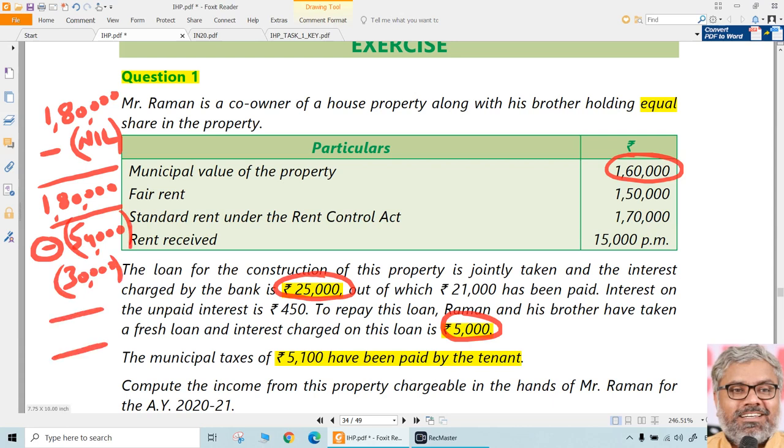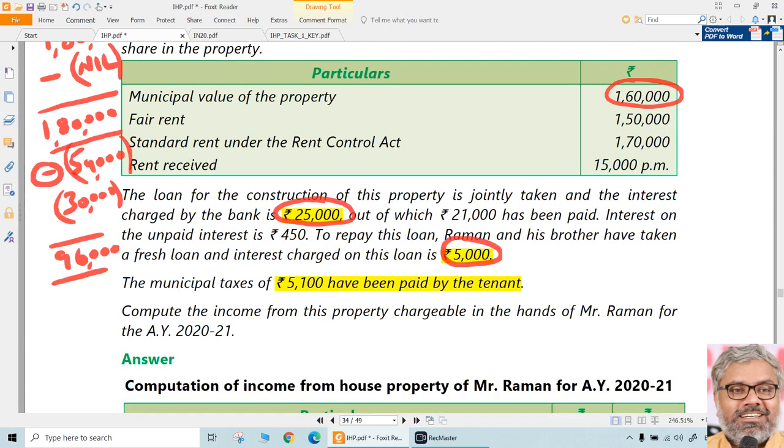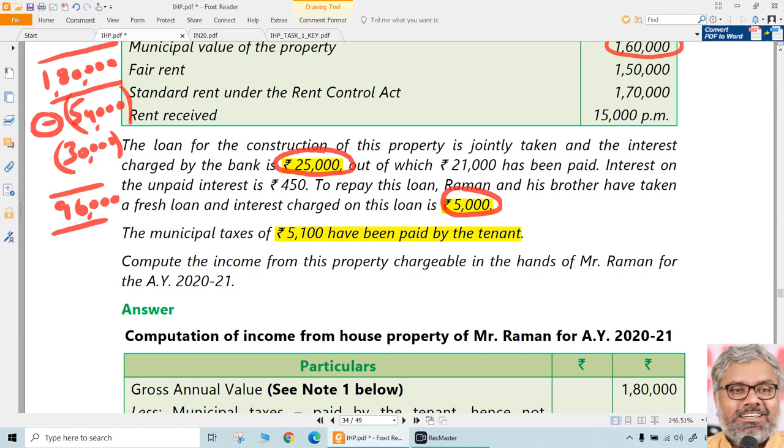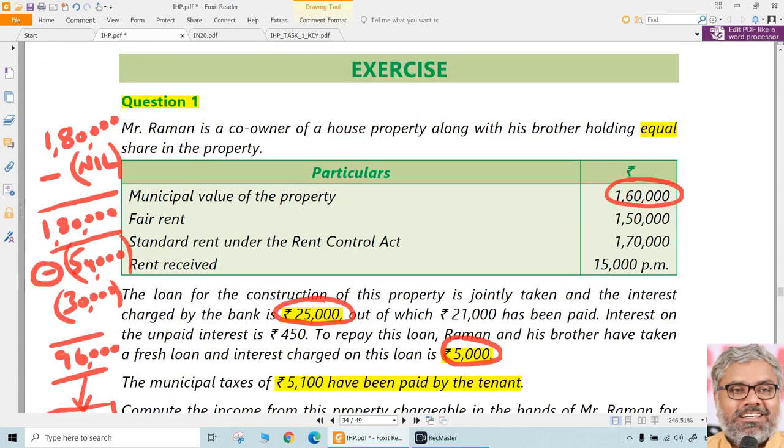So once we have these all taken out, how much is the income from house property for both of the brothers put together is 96,000. But we want what? Only for Raman, how much will that be? Okay, half of that. Half of that will be how much? 48,000. That is the answer. So final answer is 48,000. That is the amount of income from house property taxable in the hands of Raman.